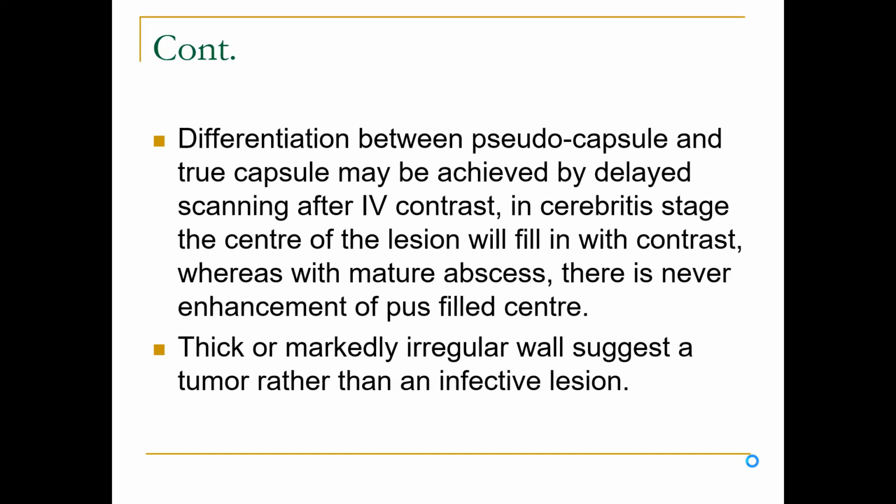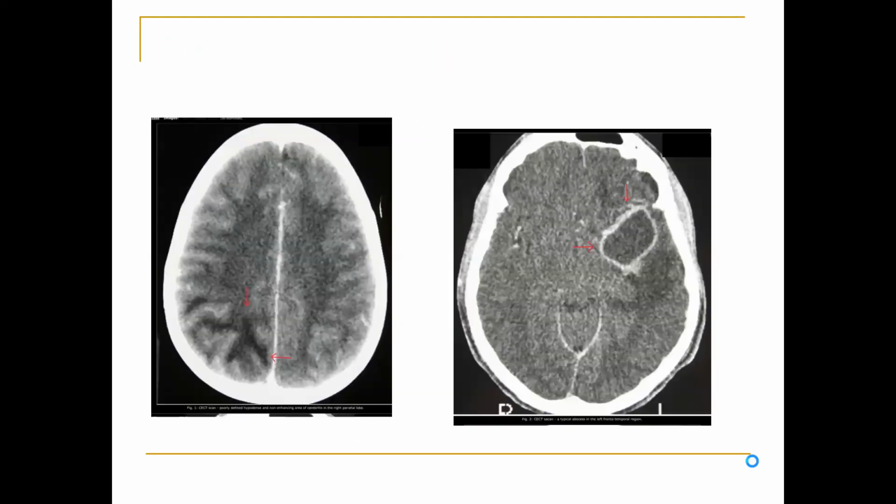Thick or markedly irregular wall suggests a tumor rather than an infective lesion. I mentioned before in the CT scan, if you look here, this capsule is considered a smooth wall, right? It is considered a thin wall. Rather than in high-grade glioma, you will see that the capsule is not smooth, it is not well circumscribed.